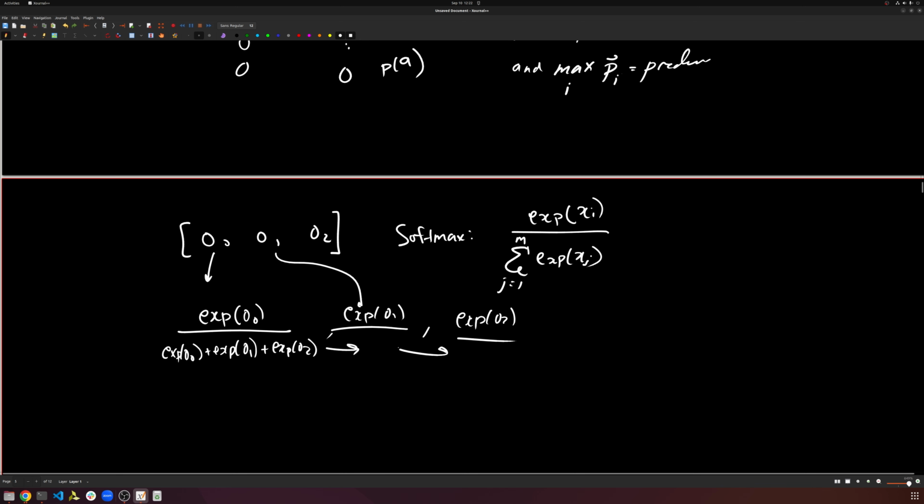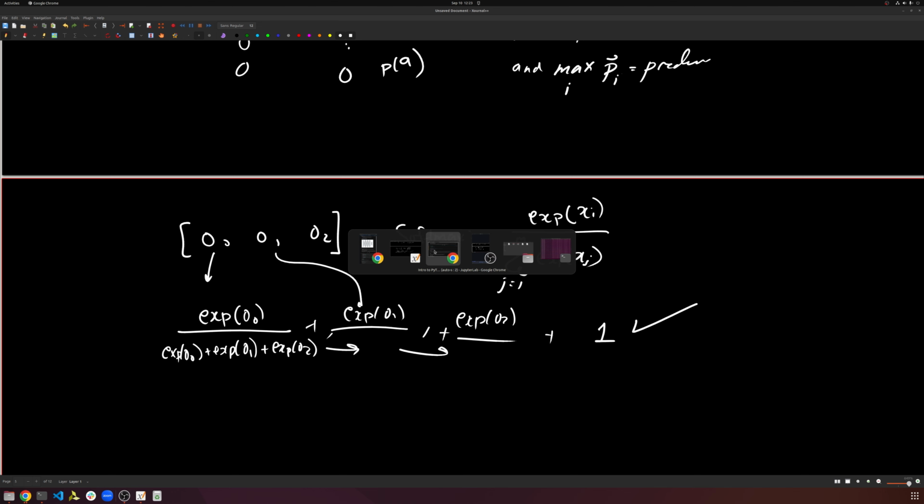If we have the same denominator and we add all of these together, the numerators sum to exp(O0) plus exp(O1) plus exp(O2), so it'll be that over the same thing, which is 1. So the sum of these is 1, so it matches a probability, and whichever one is the largest is the one we will pick as our prediction. Hopefully that makes sense. So we need to do this softmax conversion of the output of the neural network. Let's go ahead and do that.